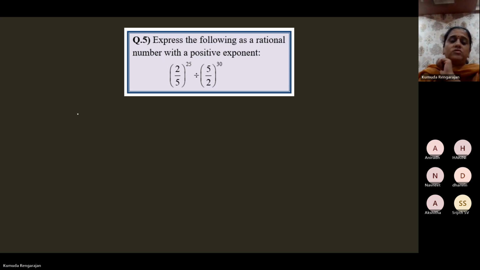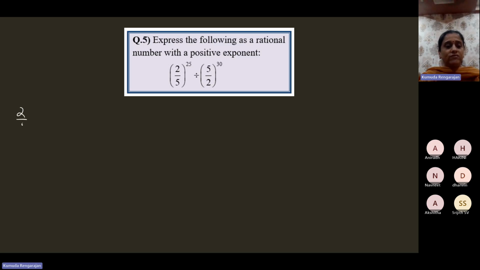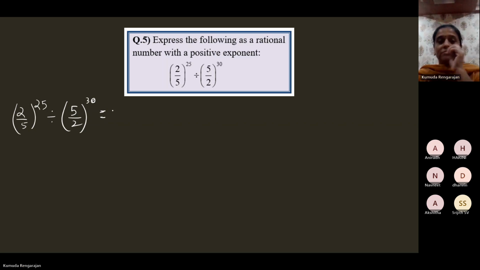So what to do? We know that in exponents, you can bring the base 2 by 5 to the base 5 by 2. We can do that. You can do this in three methods. I have answers here in three methods. Now I'll just do it using one method. Now 2 by 5, listen very carefully, to the power 25 divided by 5 by 2 to the power 30. First you should decide what you want to do. You can make this base 5 by 2 into 2 by 5.